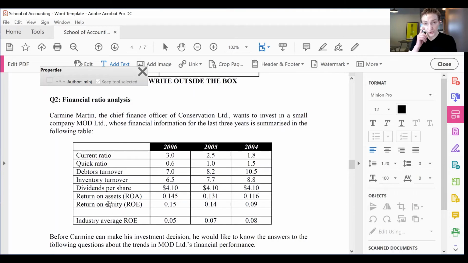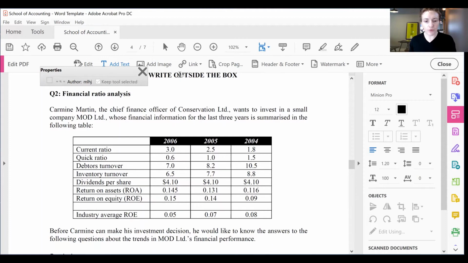Under the next question, you're being asked to evaluate a particular company. So basically you're working for a company, and as part of this, that company is considering investing in Mod Limited, whose ratios you are given in the following table. And you're basically being asked several questions about its financial health. You have to evaluate to what extent, if at all, it is reasonably healthy. So let's have a look at this.